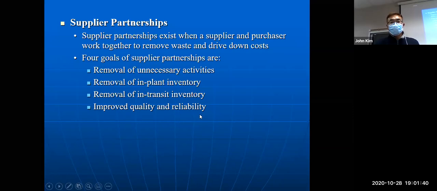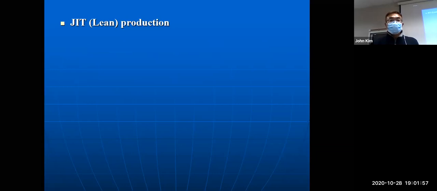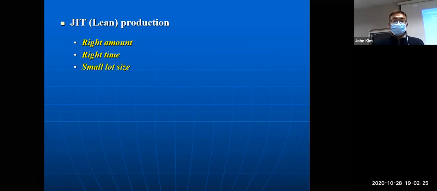Then improve quality and reliability by inspecting at the source: the supplier inspects and then sends. And when we say JIT production, it means the right amount: when they need 100, they receive 100, so the company doesn't need an inventory. Then inventory cost is low. The right time: whenever they need, they receive. Then without waiting time, time is reduced. And smaller size, small by small, reduces the inventory. Virtually no inventory is achieved. So that is JIT production.